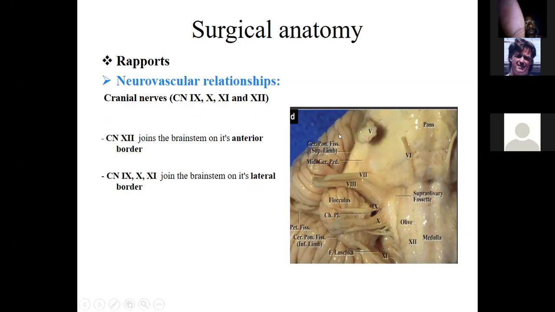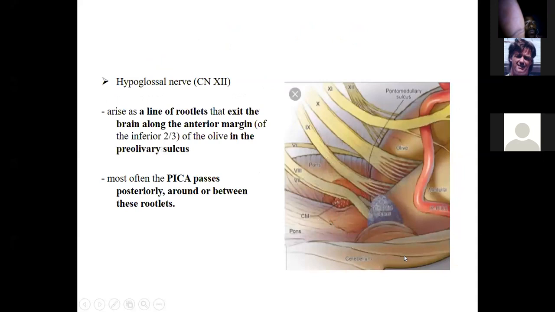Talking about the hypoglossal nerve, as we said, it emerges at the level of the pre-olivary sulcus in the form of rootlets, and then the three other nerves emerge at the level of the retroolivary sulcus. As you can see here, we have the retroolivary sulcus. So here we have an image that depicts clearly the hypoglossal nerve originates as rootlets and exits the brain at the level of the anterior margin of the olive, so in the pre-olivary sulcus.